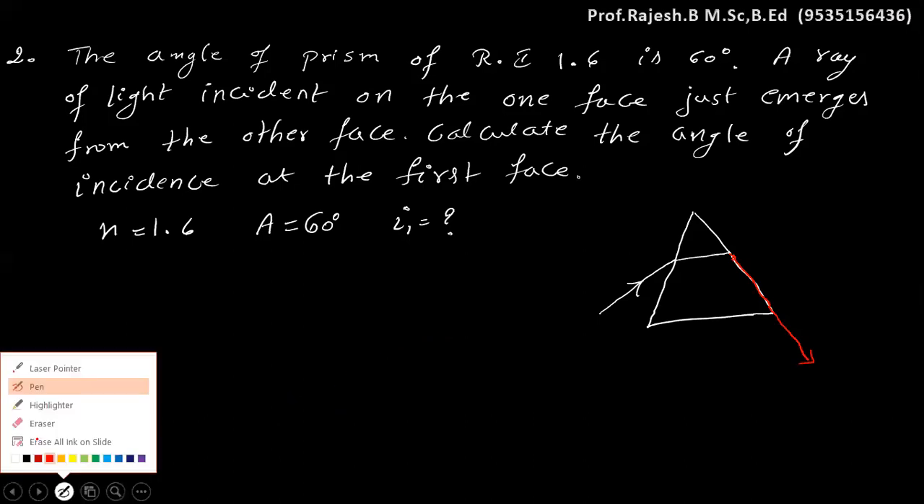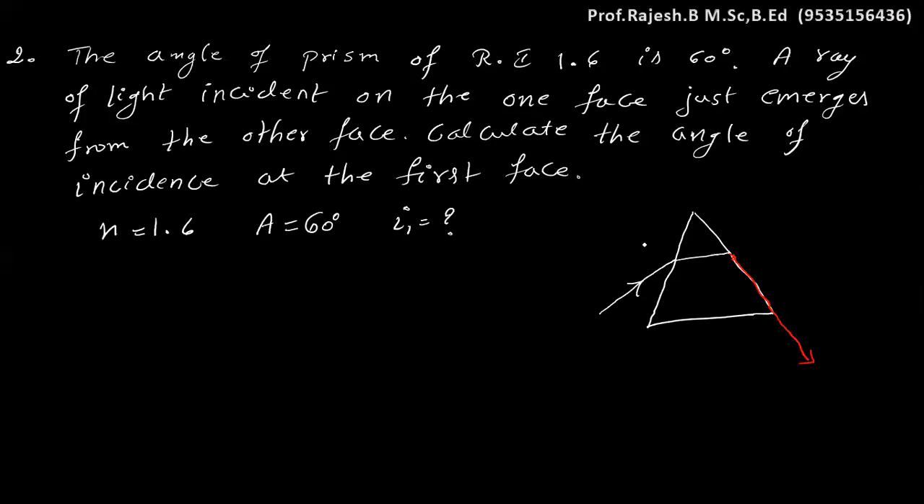Understand? So by the data, we can understand that. See, here the normal lines will meet. So when there is just emergence, then the i2 will be 90 degree. And we have to find this i1. This is the i1, the question mark. So i2 value is 90.